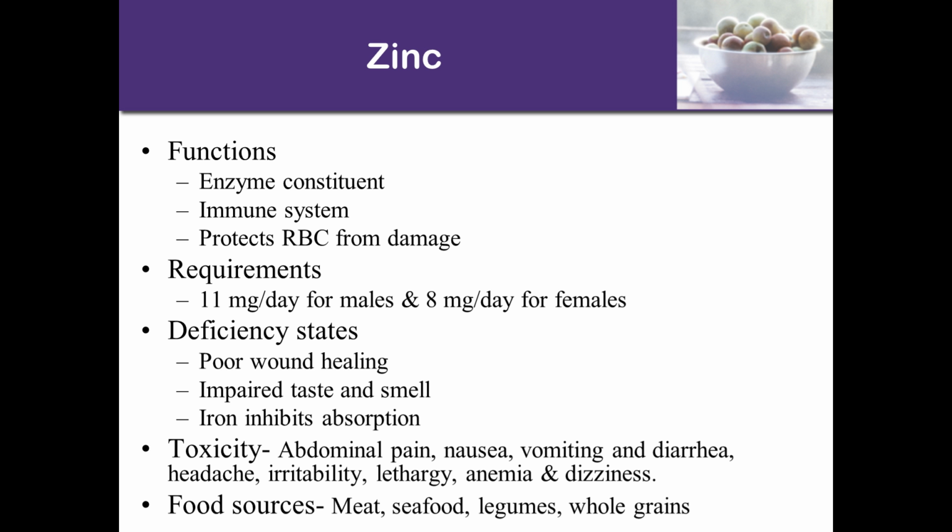Iron inhibits absorption. And toxicity: abdominal pain, nausea, vomiting and diarrhea, headache, irritability, lethargy, anemia and dizziness. These are the toxicity symptoms when the concentration of the zinc ion is high. And food sources that contain zinc ion are meat, seafood, legumes, and whole grain.